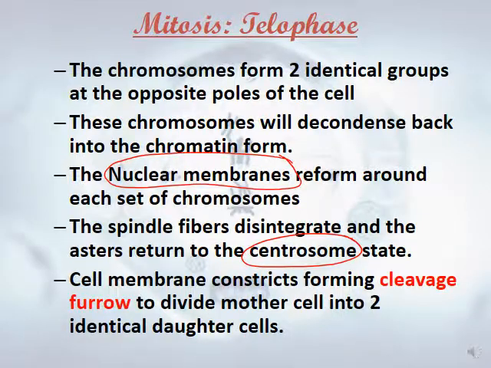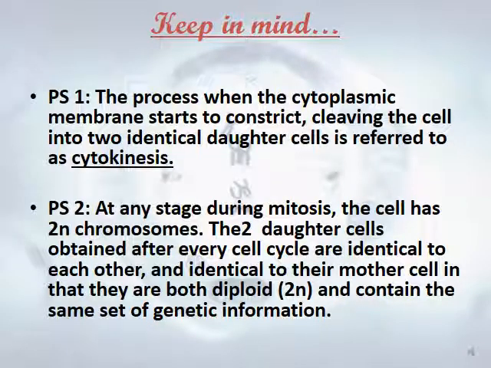So what about cytokinesis? Cytokinesis is the process when the cytoplasmic membrane starts to constrict, cleaving the cell into two identical daughter cells. We call it cytokinesis. Okay? Note too, at any stage during mitosis, the cell has 2N chromosomes. The two daughter cells obtained after each cell cycle are identical to each other, as well as identical to the mother cell, on which both are diploid, 2N, and they contain the same genetic information.